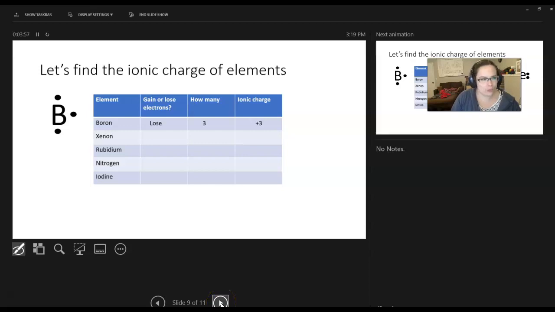Xenon's kind of a tricky one, so let's do that one next. It has 8 electrons, so it is not going to gain or lose electrons. And its ionic charge is 0. It does not form an ion. So go through the rest of those and see if you can determine ionic charge.